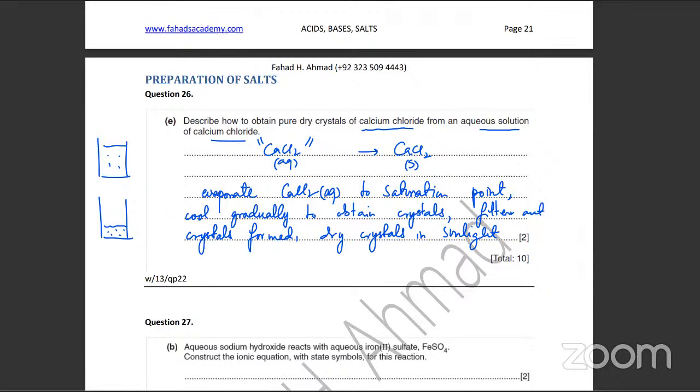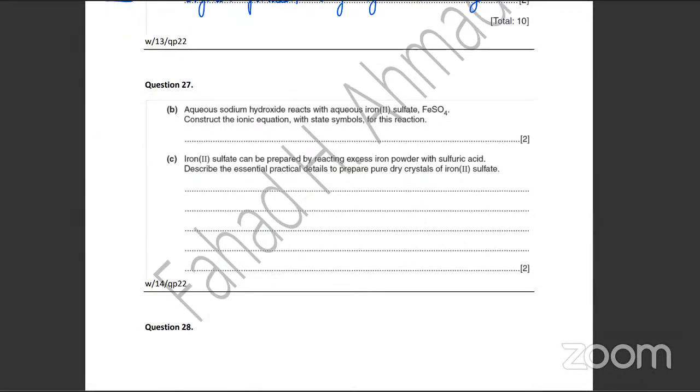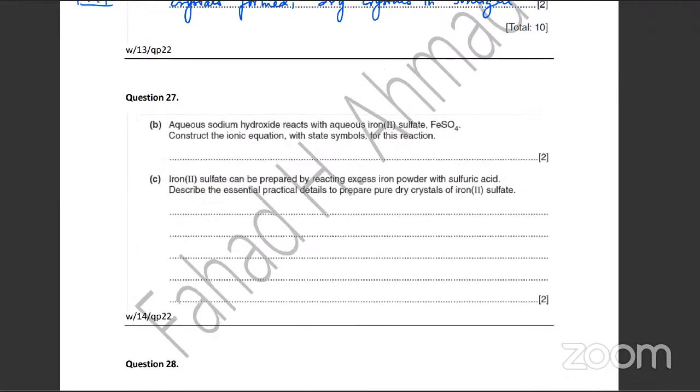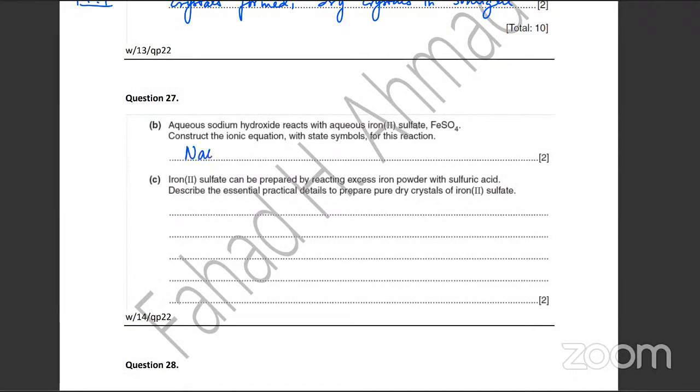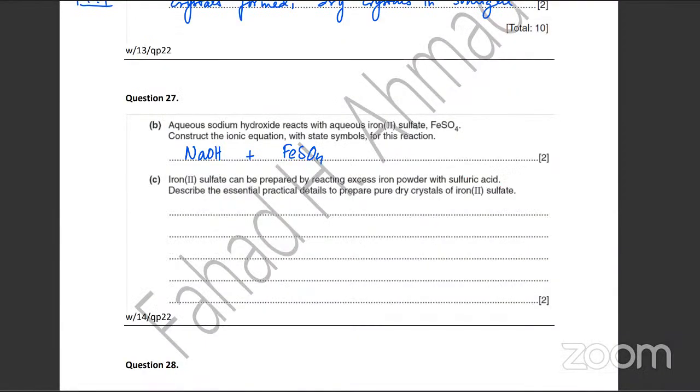अच्छा, the next one. Now he's saying aqueous sodium hydroxide reacts with FeSO4. Construct the ionic state symbols for this reaction. And the first thing is he's saying that NaOH reacts with FeSO4. Now this one is, okay, if I go back, NaOH and FeSO4. A metal hydroxide reacts with an acid, so it's not that reaction. It is an ionic precipitation reaction.